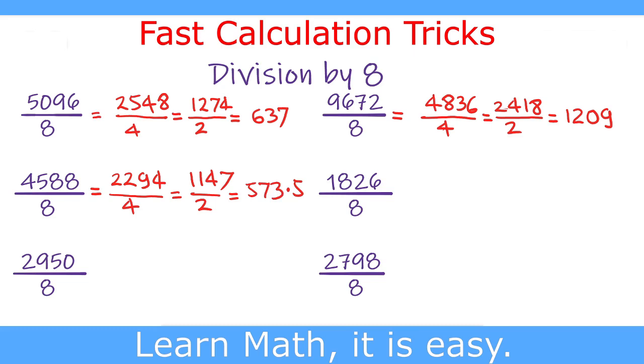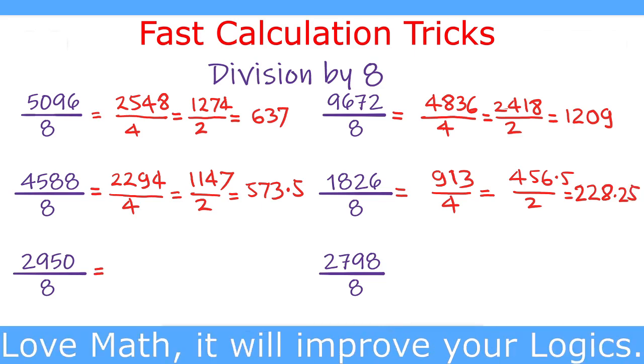We go to the next question, 1826 divided by 8. Half of 18 is 9 and half of 26 is 13. So half of 1826 is 913 divided by 4. Now we further half 913. Half of 900 is 450 and half of 13 is 6.5. So this is 456.5 divided by 2. We further half it. Half of 400 is 200 and half of 56 is 28 and half of 0.5 is 0.25. So this is 228.25.